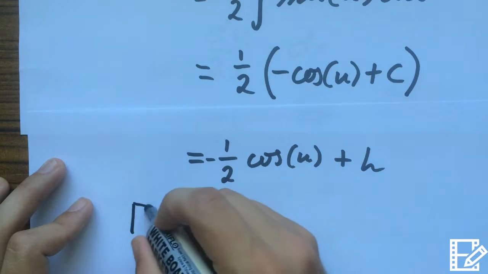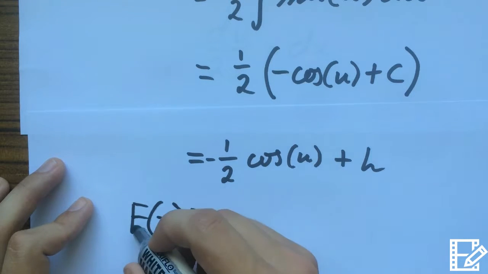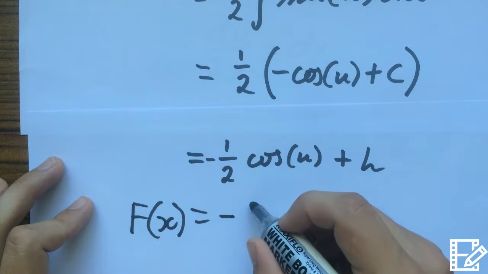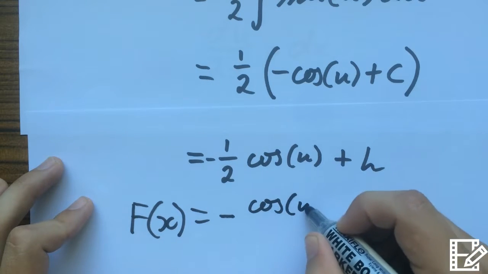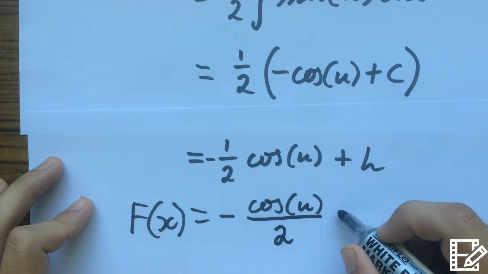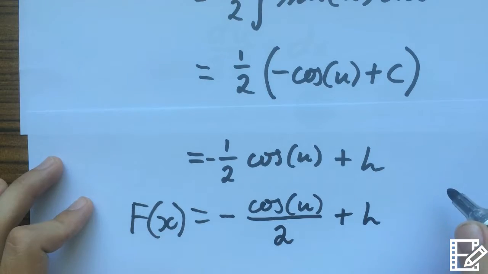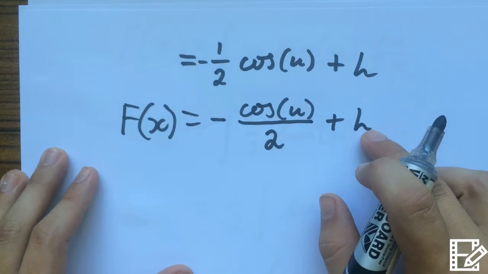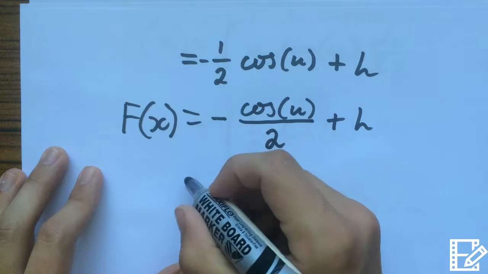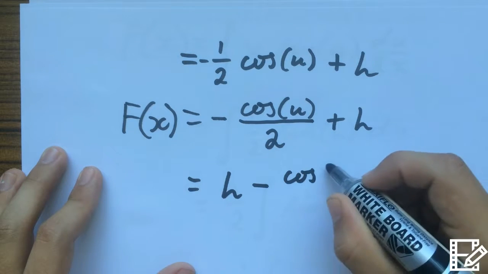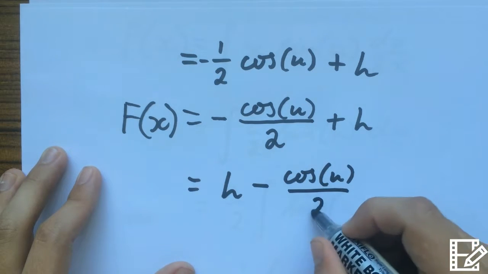So I'm going to neaten this up and finish it off by drawing the capital Fx. Negative, I'll bring the cosine on top, I'll multiply it on top of the fraction, put the 2 on the bottom, plus h. And if you really wanted to, because there's a negative attached to this fraction, but there's a positive attached to the constant, you could have it h minus cosine u over 2.